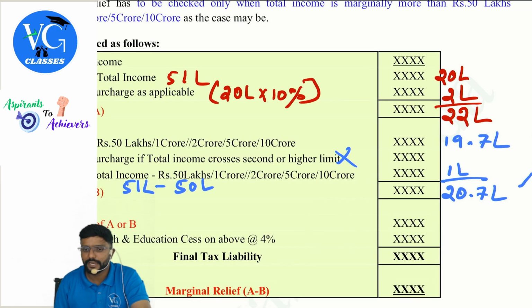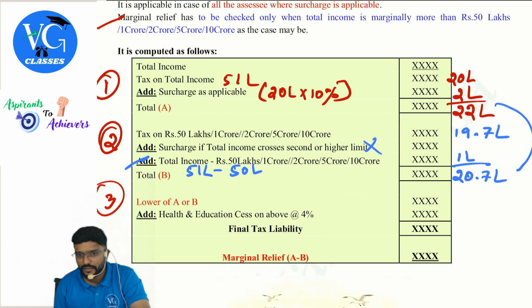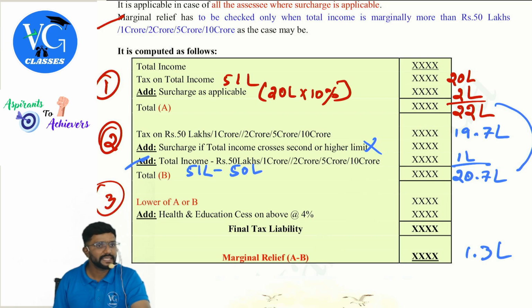20.7 lakh. Will I get a relief? Yes. How much, sir? 1.3 lakh. Did you guys get it? Yes. Okay, please be careful here. You will calculate tax on the limit you have crossed. Later, you will add the difference between your total income and the limit you have crossed. Clear? Now, how much should I pay, sir?